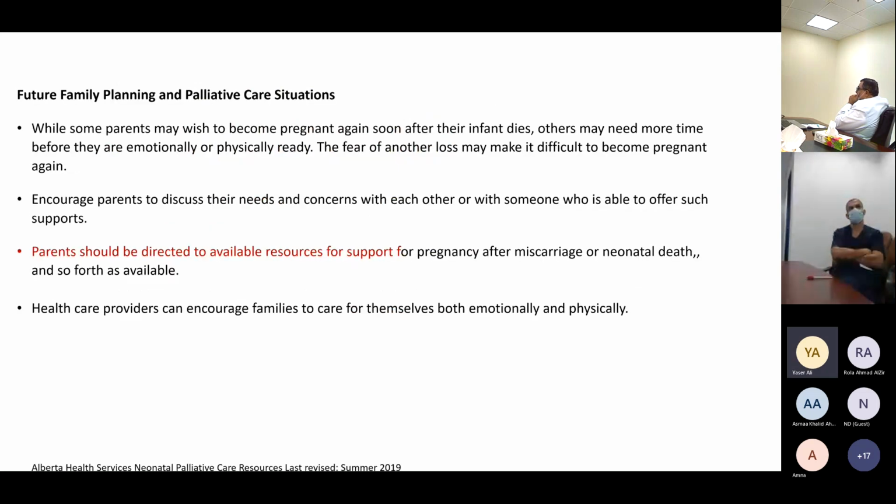Future family planning and palliative care situation. While some parents may wish to become pregnant again soon after their infant dies, some will need more time before they are emotionally and physically ready. Parents should be directed to available resources for support.